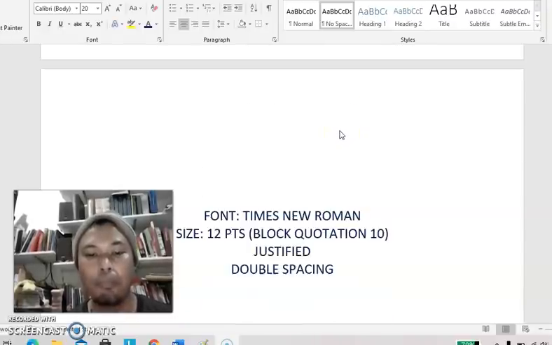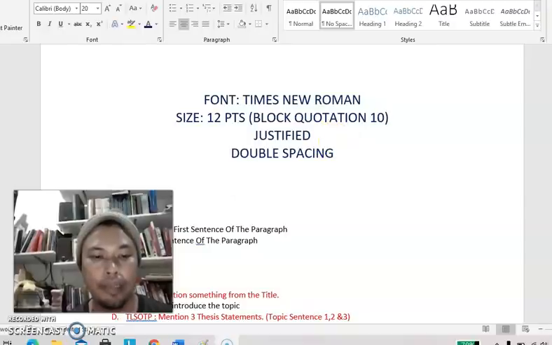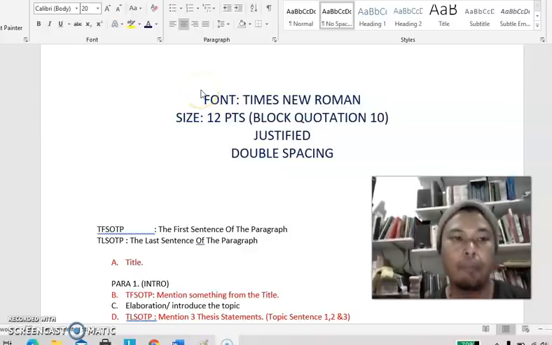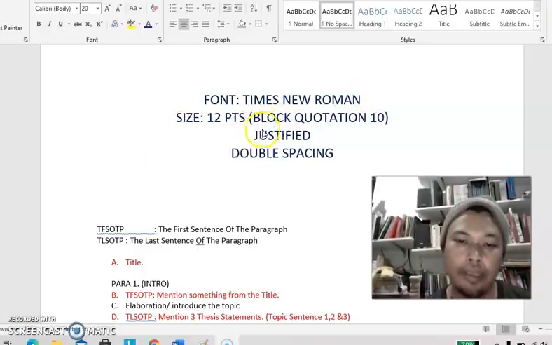Number one, later, if you go to university, some of the lecturers will be particular in terms of assignment. Probably he or she would require you to write in a particular font. For example, the font is Times New Roman, and the size is 12 points. And for block quotation, or quotation that is set out, usually 10 points. What is block quotation? We're going to discuss later. It is justified and, very importantly, double spacing. The spacing is very important.